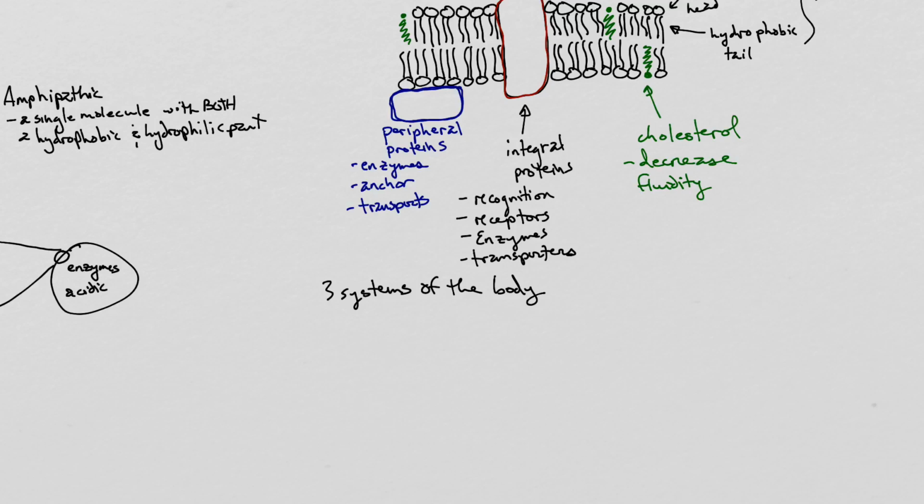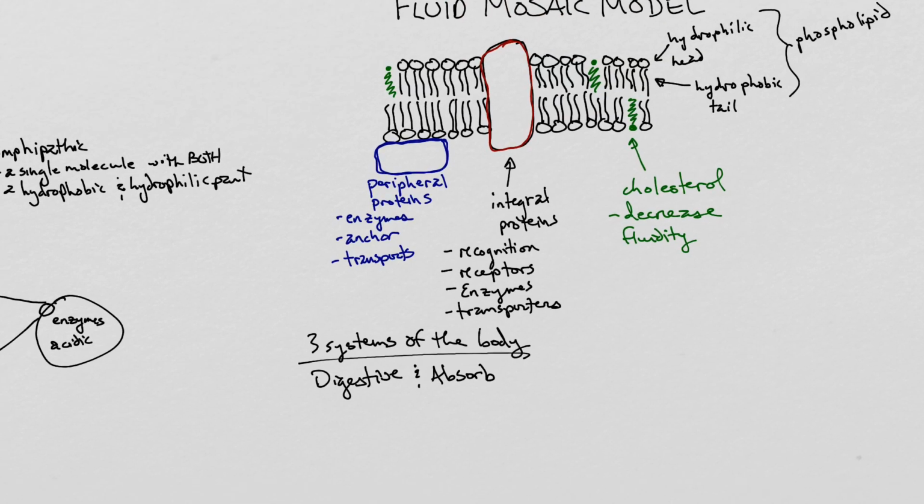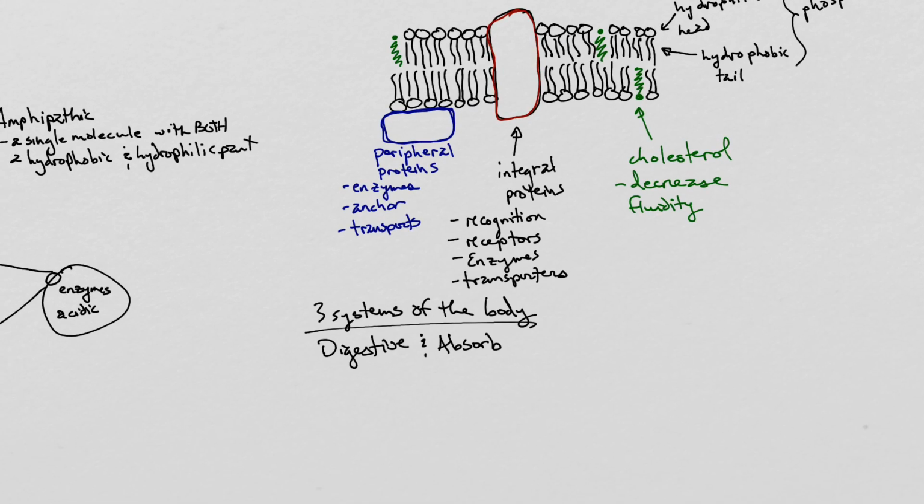Those systems of the body are our digestive system, because not only do we digest foods, but we also absorb those nutrients into our body. And because those nutrients need to pass through the membrane, oh gosh, it has to do with the cell membrane. We're going to learn about our gas exchange system, which is in our lungs, because oxygen and carbon dioxide need to move between our blood and our surrounding environment.